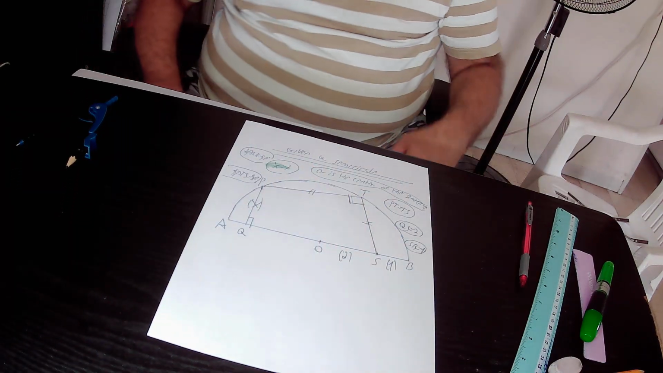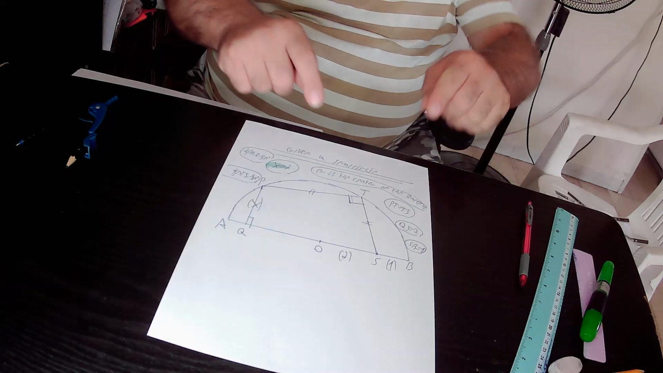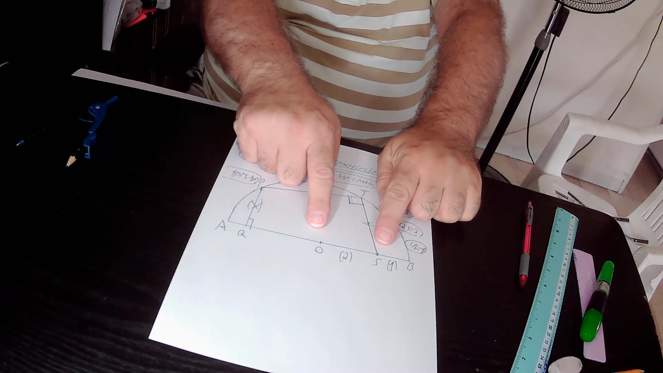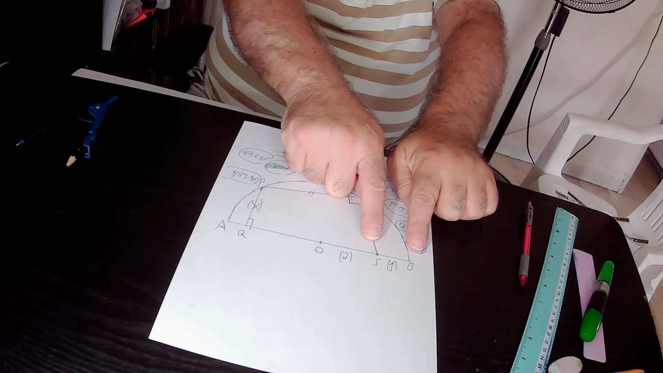And now in this lecture we'll find out the length of line segment PQ, which is equal to x. We have to find out the value of x. In the drawing we have a semicircle. We know that this is line segment QS, which is equal to 2 units in length. This is line segment SV, which is equal to 1 unit.